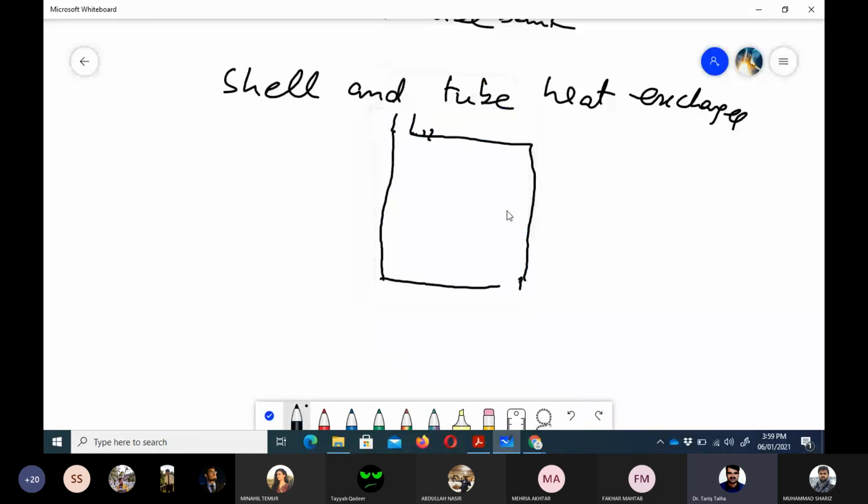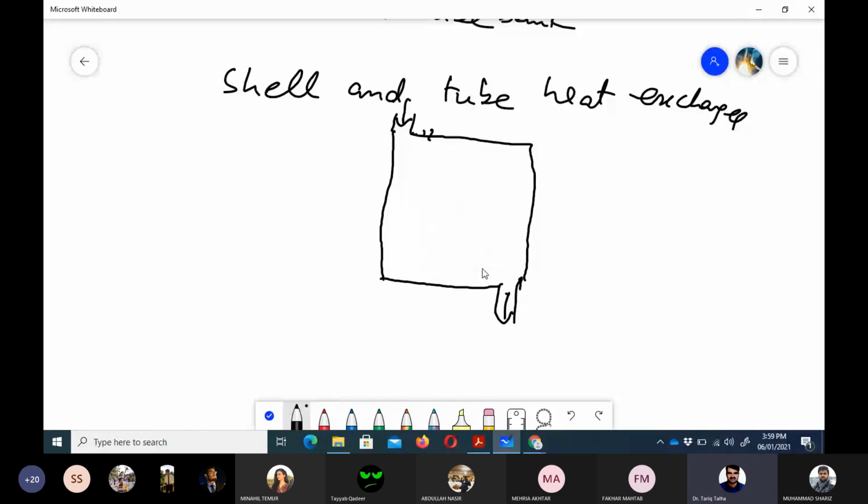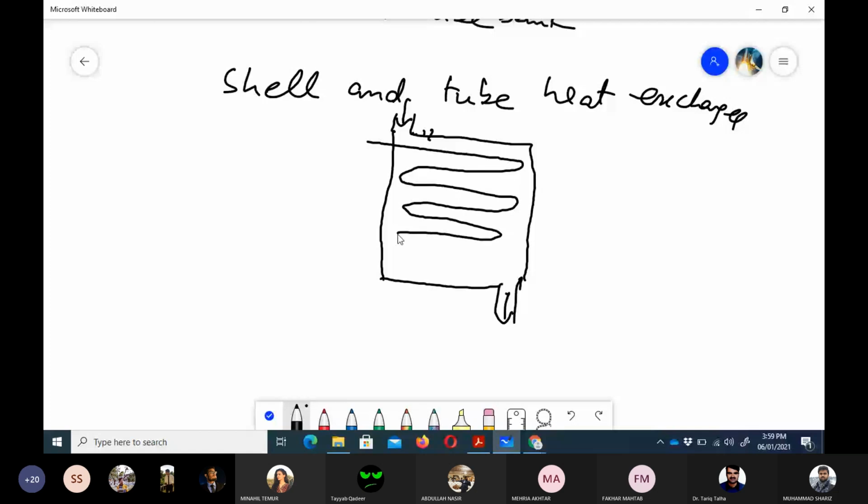So in this, what happens is that we have got one fluid coming from this. It is usually the gas one, and then we have got another fluid which is going through the tube inside this shell. Maybe it is not the best description of the tube, so let me draw it again. So basically we have got tubes in this, so we also call it tube bank.